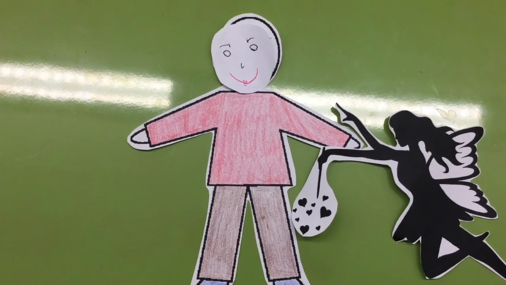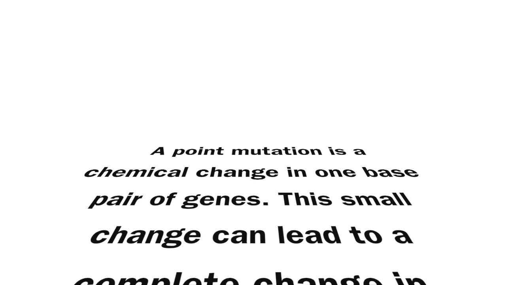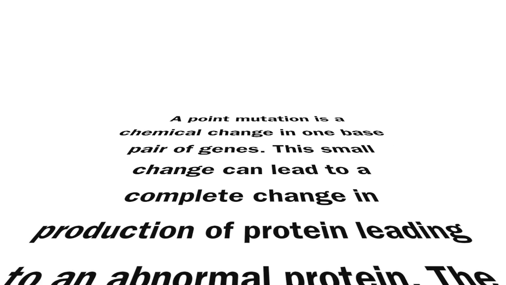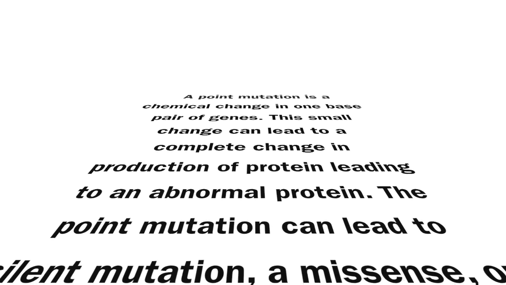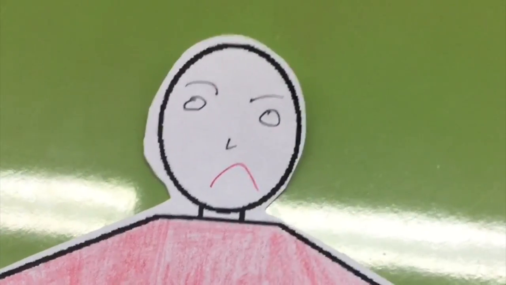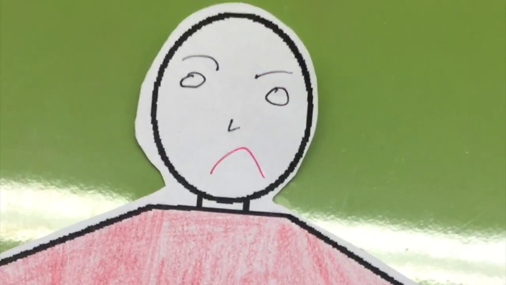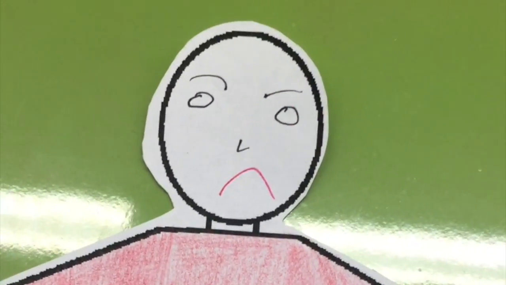Let's start with my favorite mutation, the point mutation. A point mutation is a chemical change in one base pair of genes. This small change can lead to a complete change in production of a protein, leading to an abnormal protein. The point mutation can lead to a silent mutation, a missense, or a nonsense. Wait. This is getting a little complicated. Can you go in depth on what exactly missense and nonsense is?